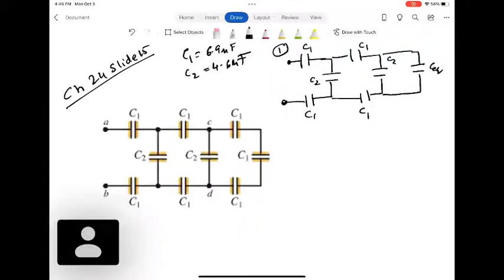Let's go ahead and simplify this a little bit more. Actually, we can find the first C equivalent. It's going to be 1 over C1 plus 1 over C1 plus 1 over C1. And that's our 1 over C equivalent. You can kind of see that this is 3 over C1. And so C equivalent is going to be C1 divided by 3. So that's going to be 2.3 microfarads. And just to reduce the clutter, I'll get rid of this. And this is going to be 2.3 microfarads.